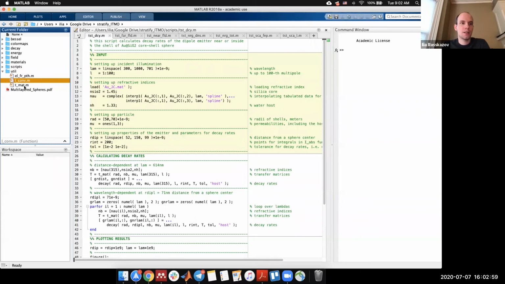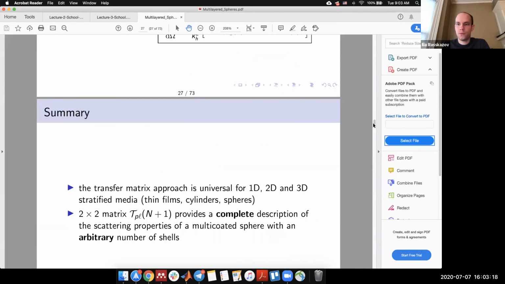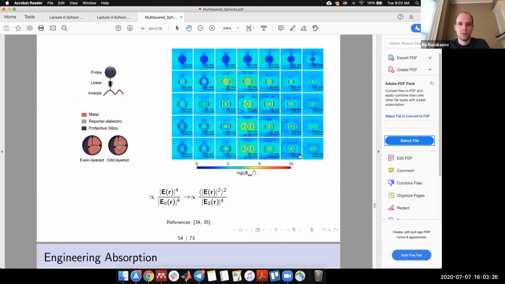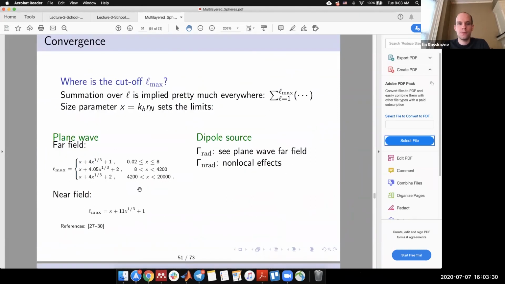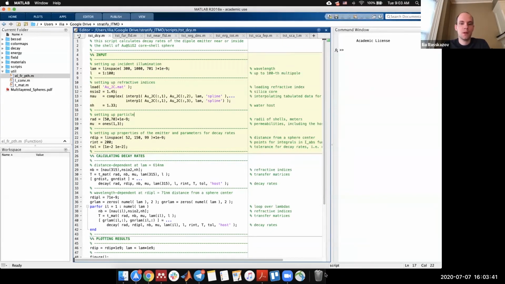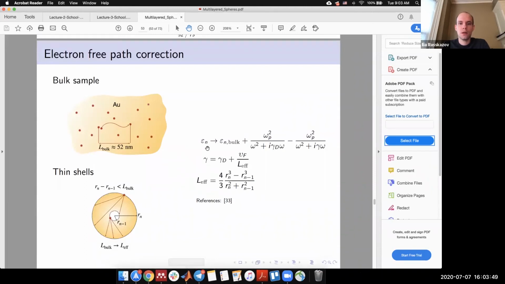So this guy is L convergence. It calculates the maximum angular momentum needed to truncate the calculations, and which is required for the convergence of the method. Just to give a sense, it has been mentioned here. So how to get L maximum? Where is the cutoff for our summation? And I also have electron free path correction. Again, if you refer to the slides, it's going to be like this. I just amend and change the electric permittivity to a different value.